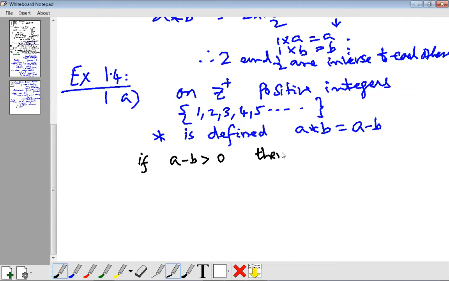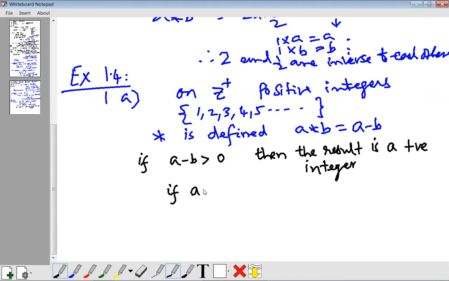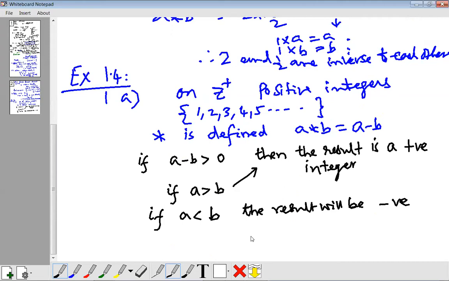then the result is a positive integer. That will happen only if A is greater than B. If A is less than B, the result will be negative. So therefore, not a binary operation.